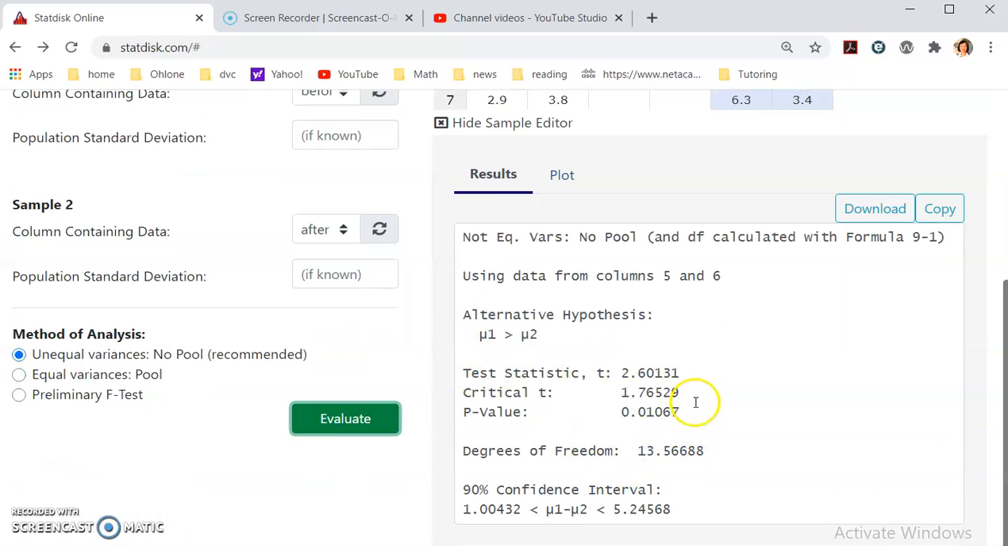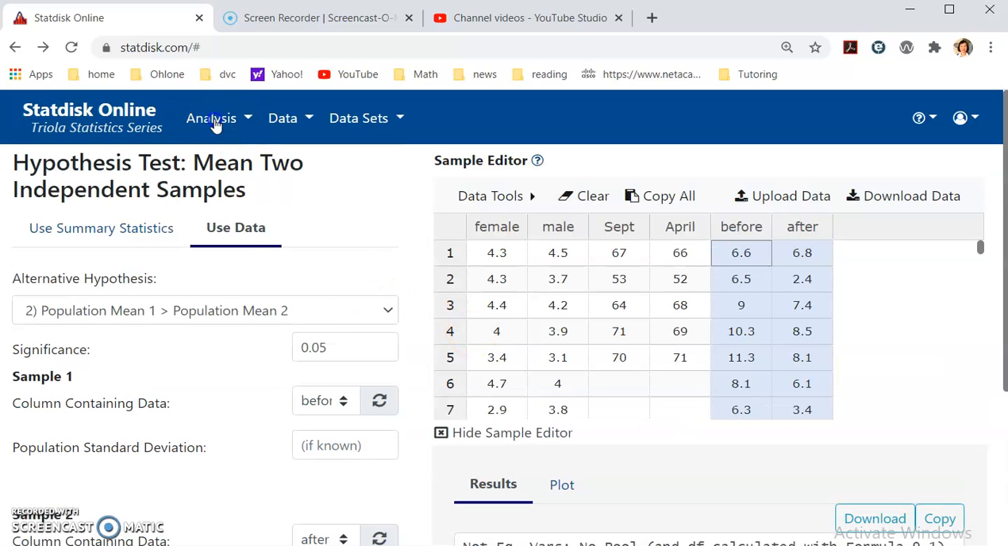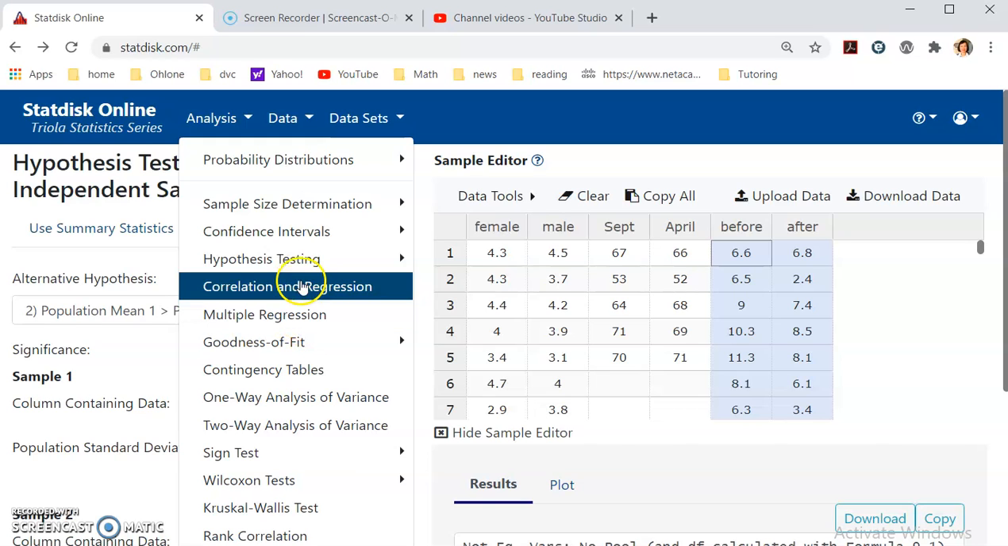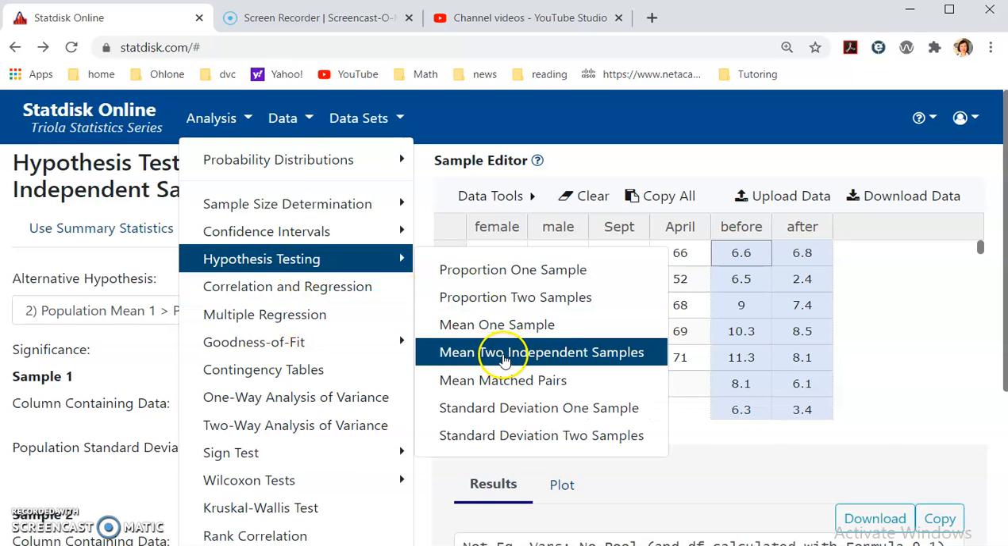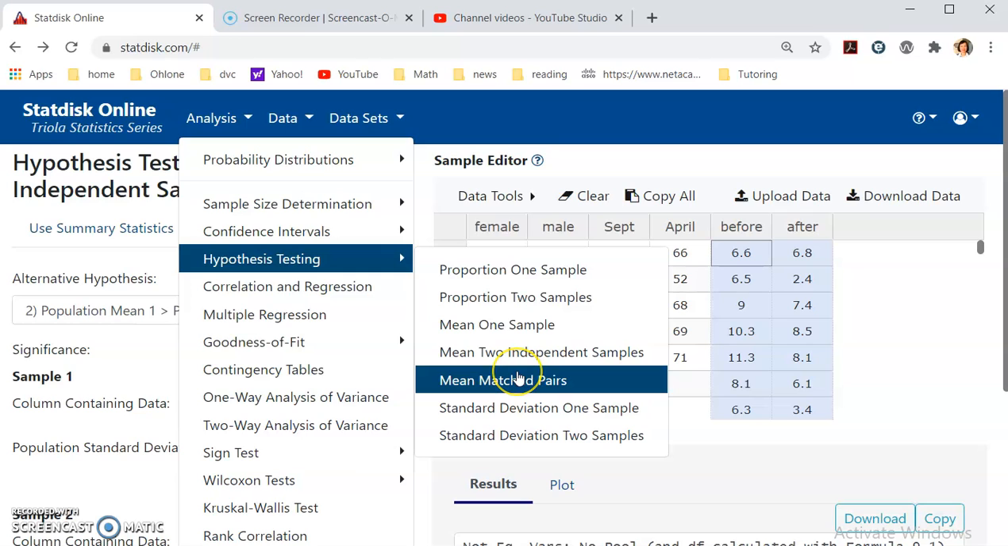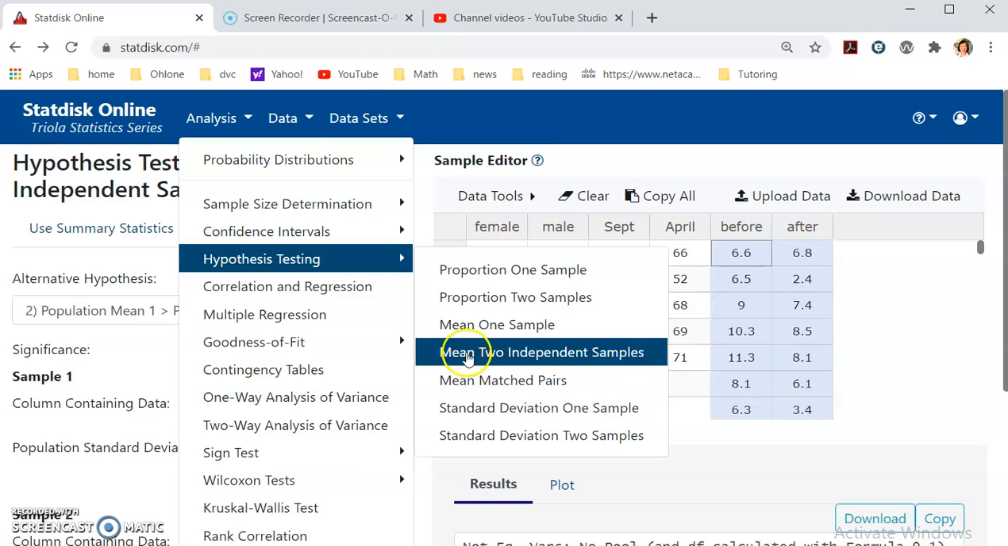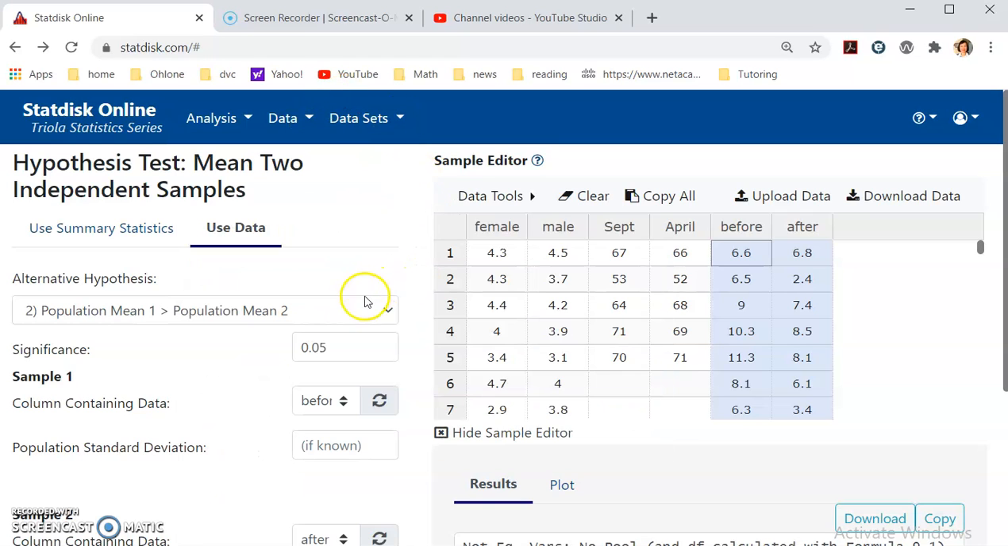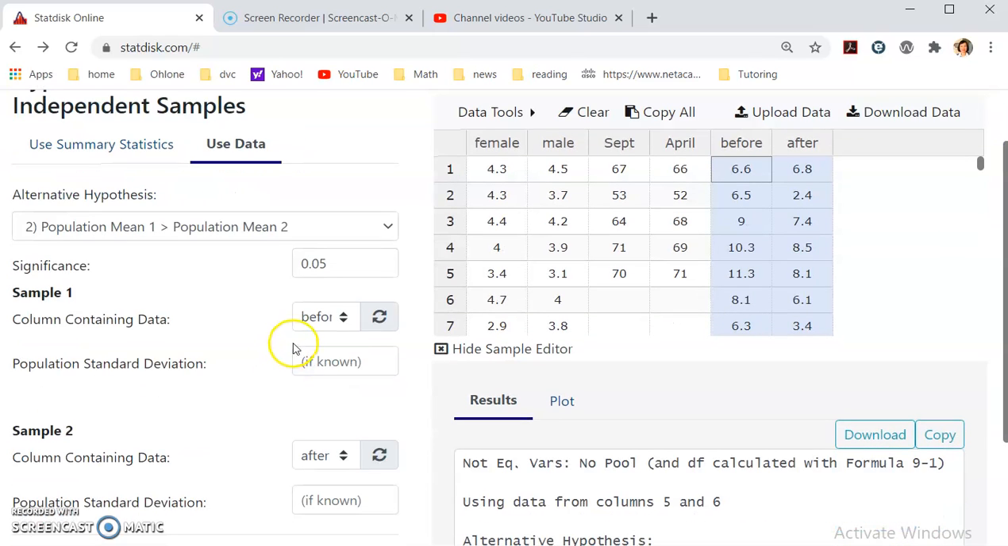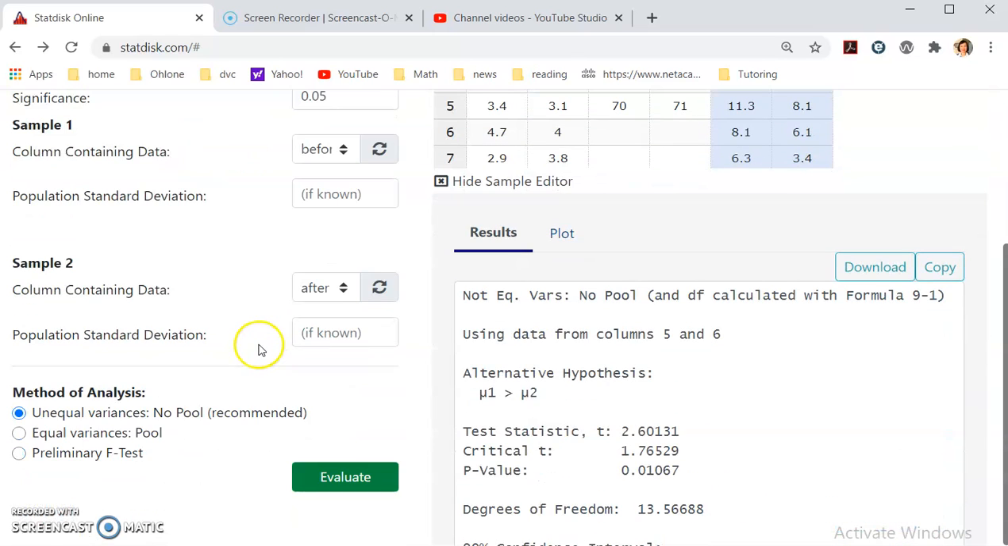So you can see that the p-value is different. So if you use the wrong selection of independent versus matched pairs, you would have wrong p-values. Although maybe your conclusion is the same, the numbers do not agree and you will lose points.